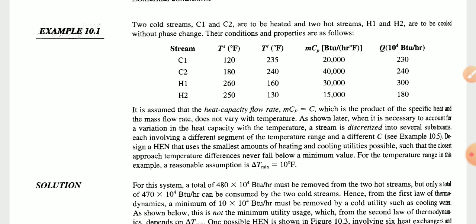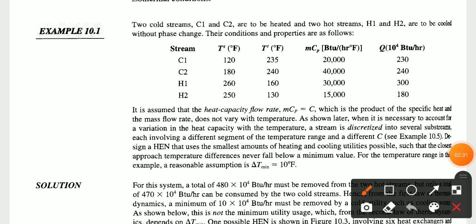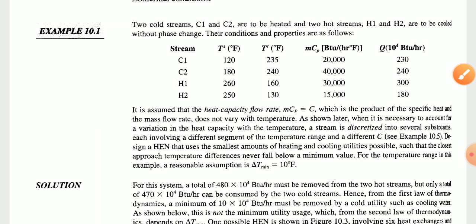Assume that the heat capacity flow rate MCP is equal to C, which is the product of the specific heat and mass flow rate, and does not vary with the temperature. As shown later, when it is necessary to account for variations in the heat capacity with temperature, a stream is described as several substances, each involving a different segment of the temperature range and a different C.